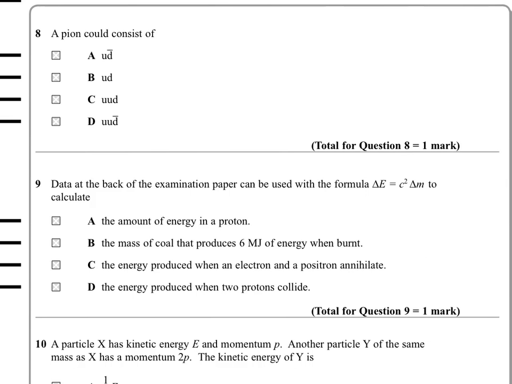Question 8. A pion could consist of one of these combinations. Which one? Well, crucially, we need to remember what a pion is. It's a meson. Mesons are always pairs of quarks where one quark is an antiquark. And so that rules out these baryons, these quark triplets. And the fact that one of them has to be an antiquark then rules out that one, so it could only be answer A.